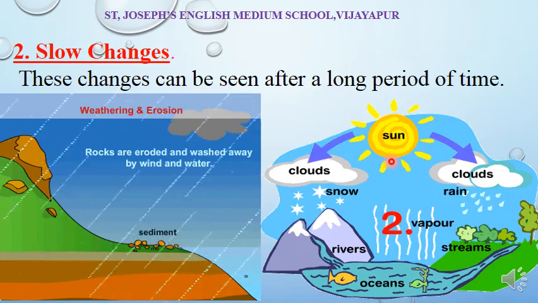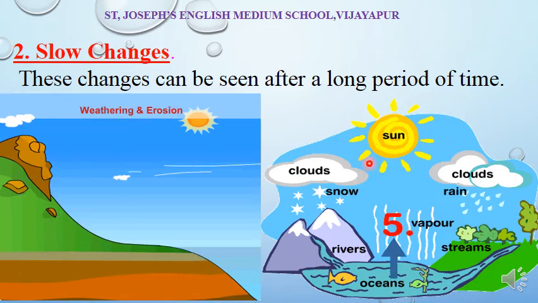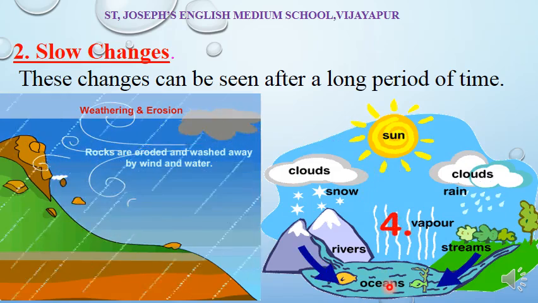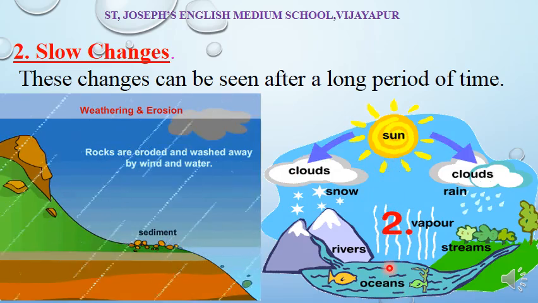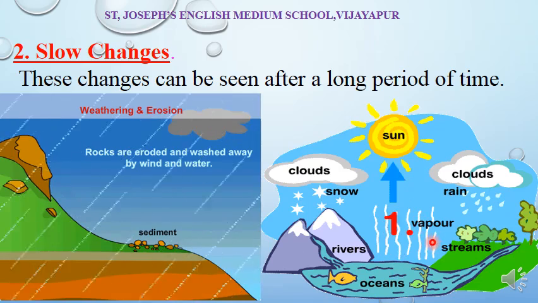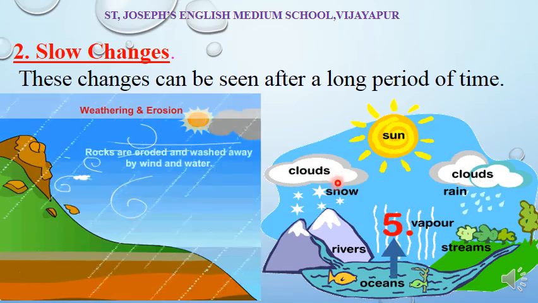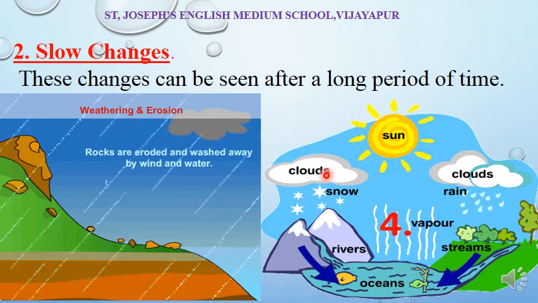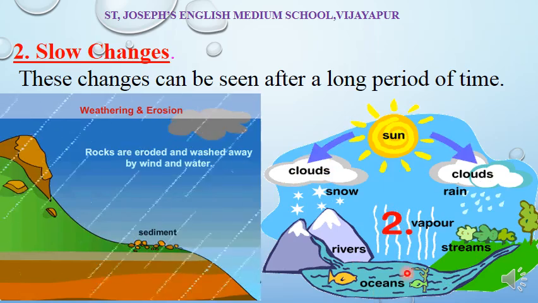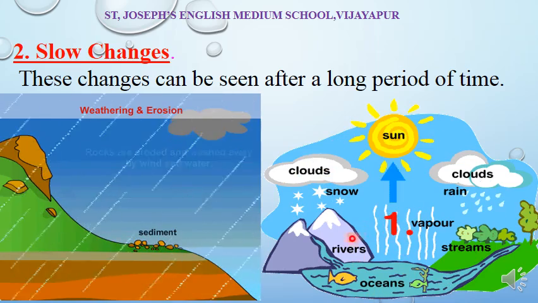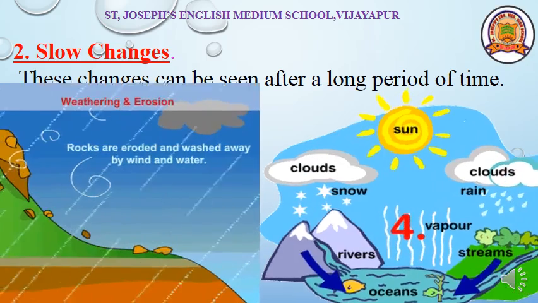Then the second example is the water cycle. Does it happen immediately? No. Ocean water has to evaporate. Sunlight has to fall on the ocean water. It has to evaporate. Then it converts into water vapor. It reaches the sky, turns into a cloud, and when the cloud is very heavy because of precipitation, it falls down again as rain. This cycle takes more time, right? These are examples of slow changes.